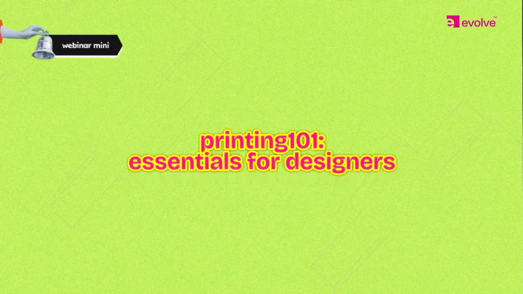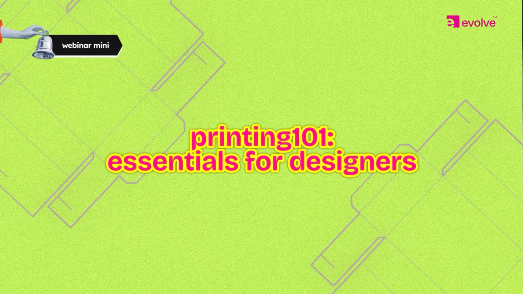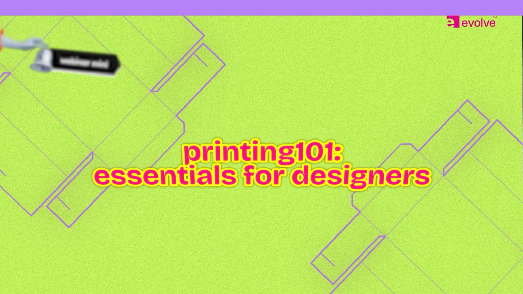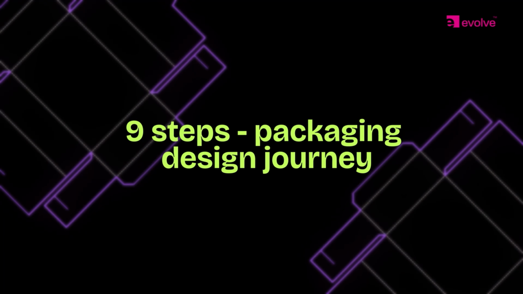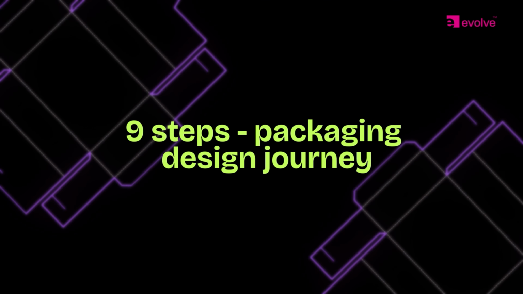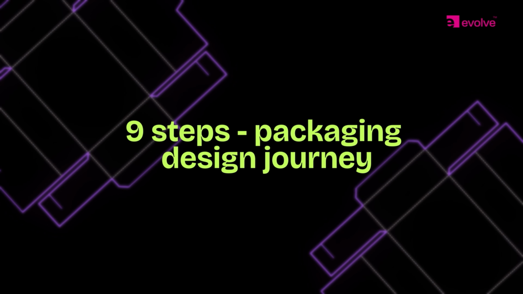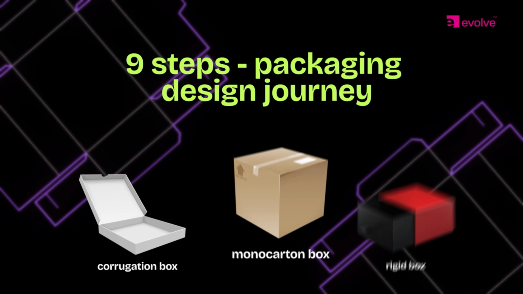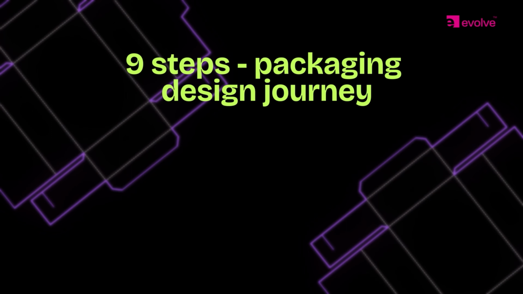We have discussed a lot on the why to choose packaging. Now let's jump onto how we can develop the packaging. Let's say what are the procedures and what are the steps we follow. We'll talk about the corrugation packaging, corrugation or monocarton or rigid boxes. Those lines we will talk right now.